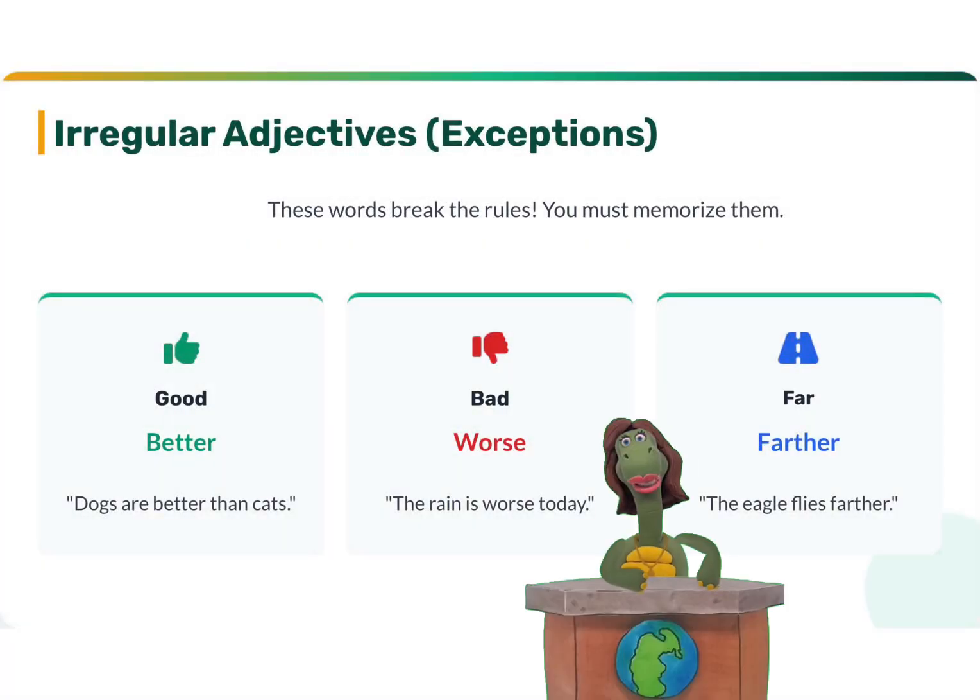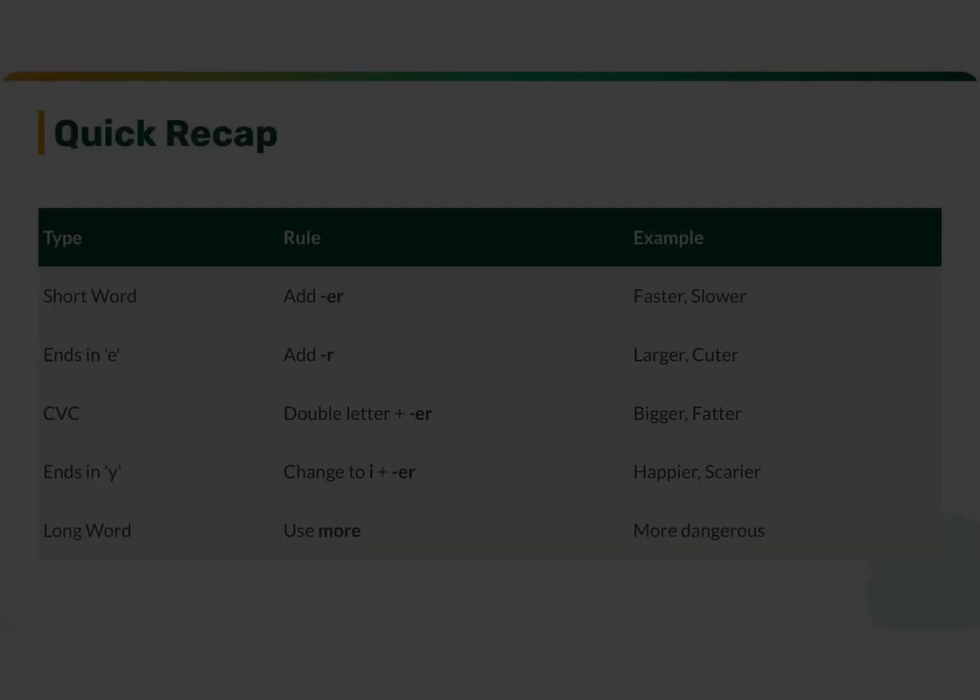Finally, we have the irregular adjectives, which are the exceptions. These words break all the rules, so you must memorize them. Good becomes better, bad becomes worse, and far becomes farther. Here are some examples. Dogs are better than cats. The rain is worse today. And the eagle flies farther.